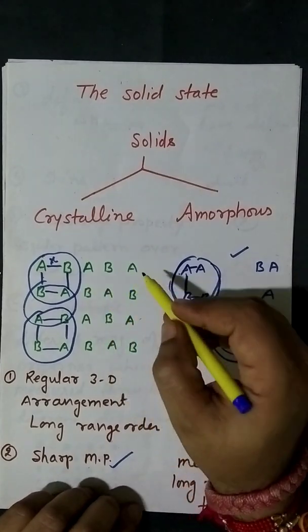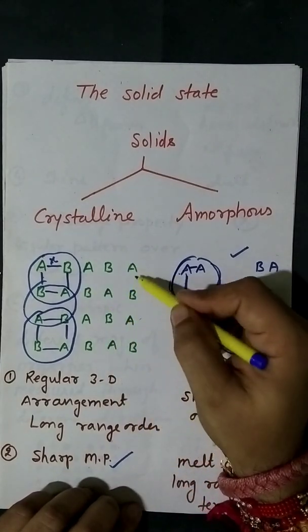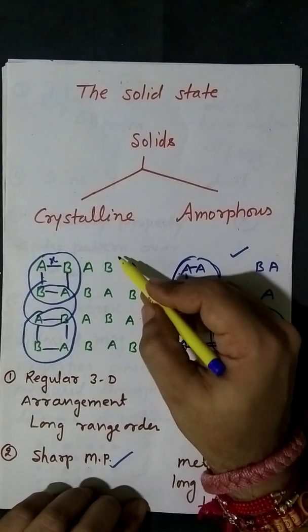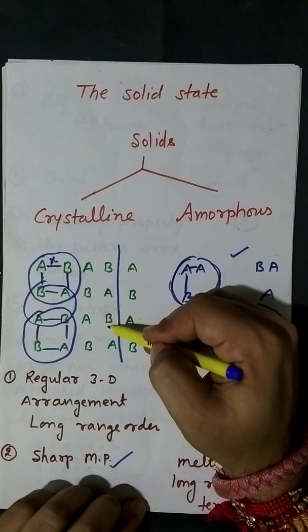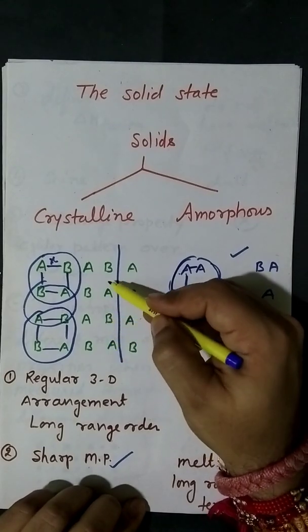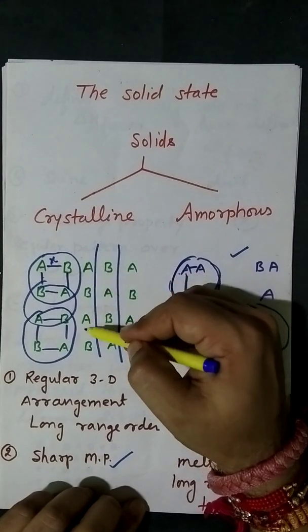Why is it so? Look here. Right now on the edge you can see A and B. These are two types of particles at alternate positions. Now if we break from here, once again this is the newly formed edge and it has the same A and B at alternate positions. If you break it from here, once again it is A, B, A, B.